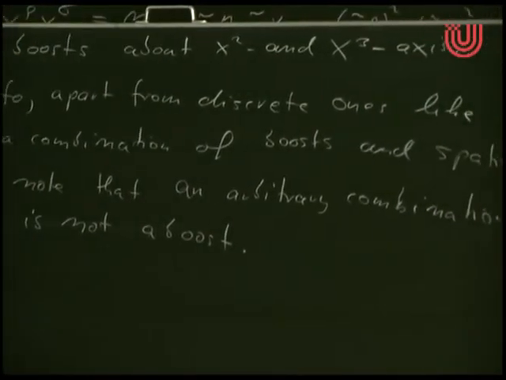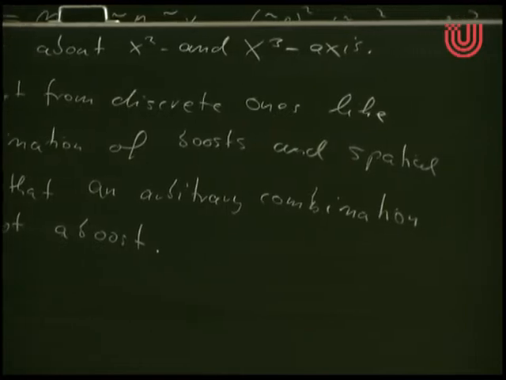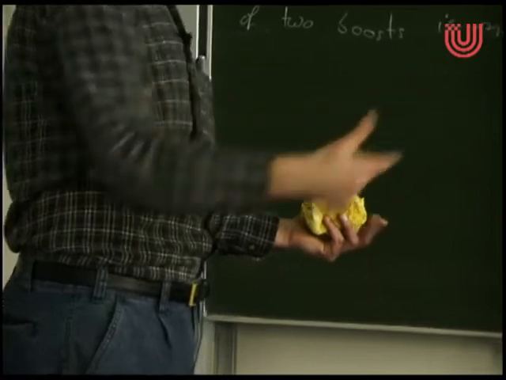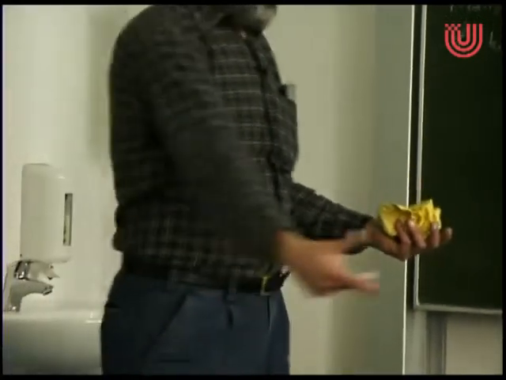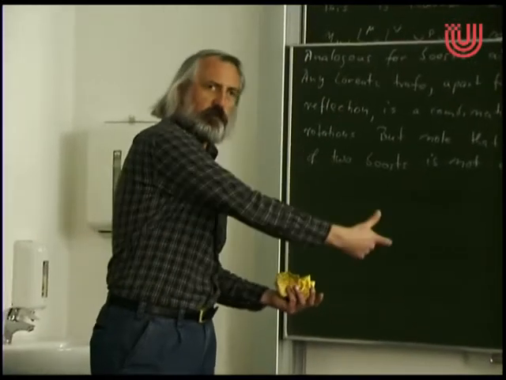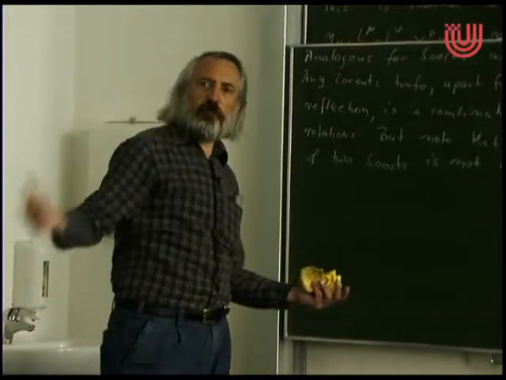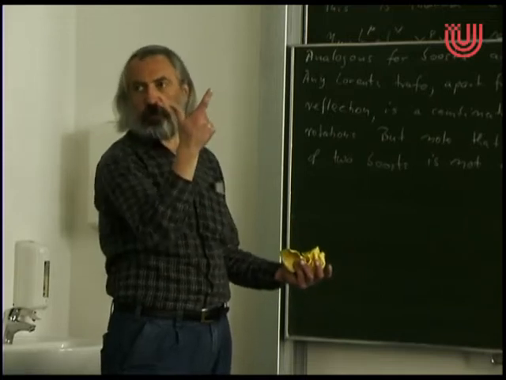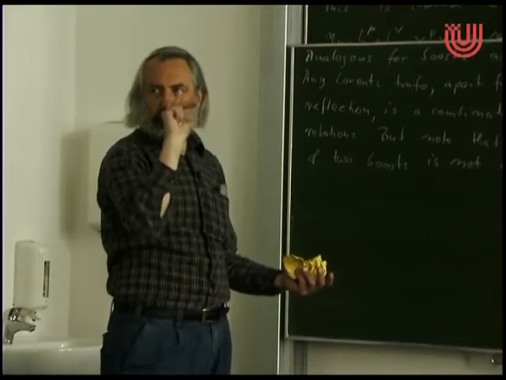So if I combine two boosts, first I consider a boost in this direction, so I change to another inertial system which is moving in this direction, and then I change to an inertial system which is moving with respect to the second one in this direction. Then the combination of these two transformations will involve a rotation of the axis. That's the famous Thomas rotation.